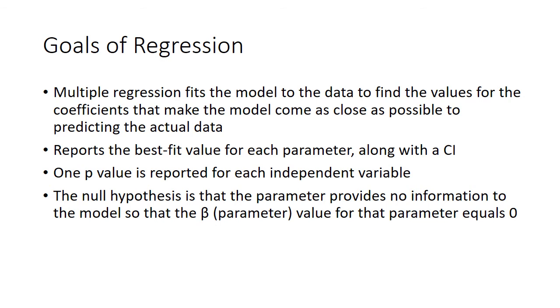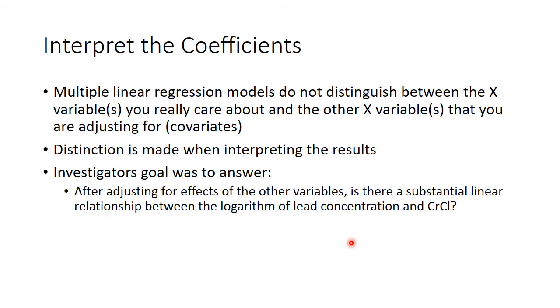We'll have a line with a slope of 0, and none of the variables that we're looking at are going to be able to explain our dependent variable, which is creatinine clearance in this situation. So, we'll look at interpreting these coefficients, and what you see is that these multiple linear regression models do not distinguish between the x variables that you really care about and the x variables that you are adjusting for, these covariates. So again, our main thing we're looking at is lead levels and creatinine clearance. Everything else is what we call our covariates.